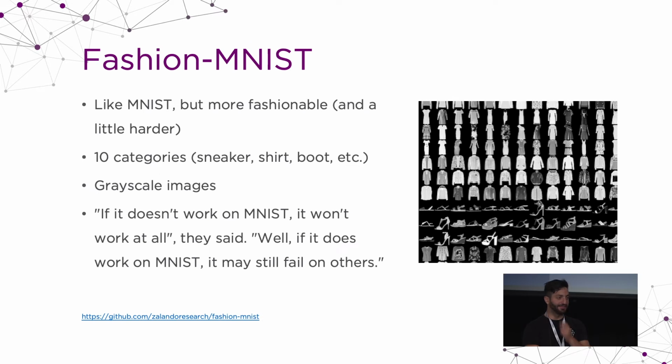For example, we have Fashion MNIST. I like to think of this as MNIST, but more fashionable. It's also a little harder, so we have a bit more than just edges in these images. It's still 10 categories, and it's still grayscale images. The categories range from sneaker to shirt to boot.